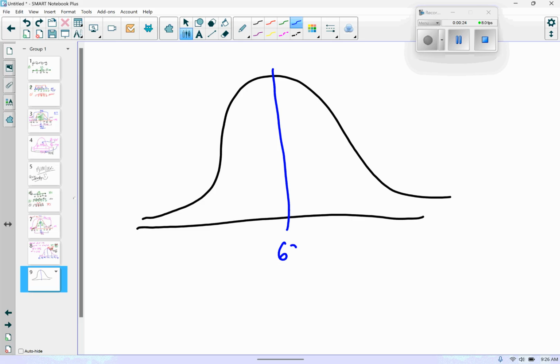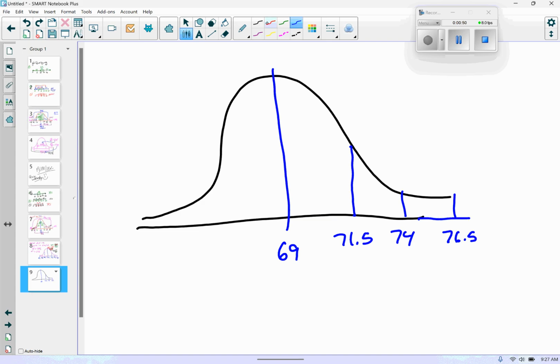so they say that this is 69, and then I add 2.5 to that. So 71.5 is here, and then 74 is there, and then 76.5 is there.